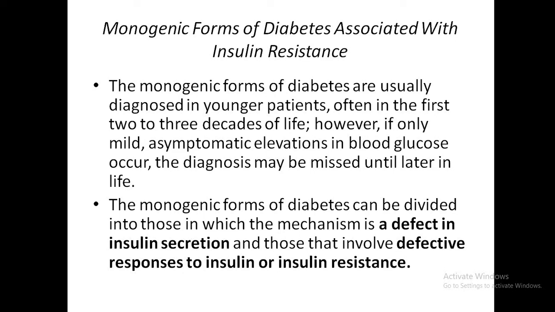First, the monogenic forms of diabetes are usually diagnosed in younger patients, and if it is mild, the diagnosis may be missed until later. So the monogenic forms could be divided into two, in which the mechanism of the first one is caused by a defect in insulin secretion, which will not be discussed here, and the second mechanism is due to the defective responses to insulin, or insulin resistance, which will be discussed here.